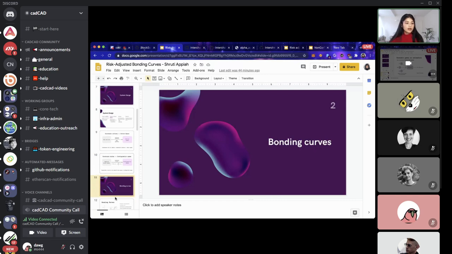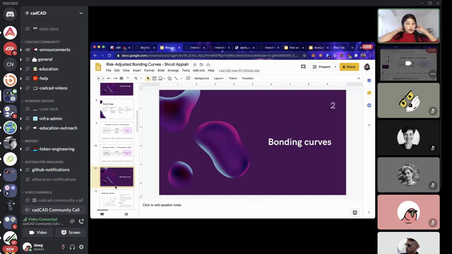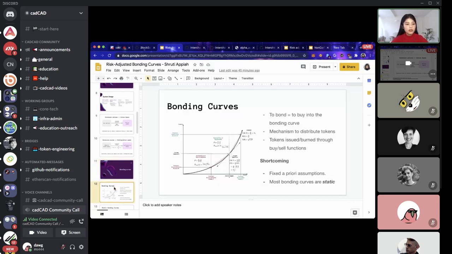Okay, now let's talk about bonding curves and dive a little deeper into what this use case is about, and what risk-adjusted bonding curves and the motivation for them are. Traditionally, bonding curves are static, where to bond means essentially to buy into the bonding curve, to buy tokens that the curve offers, right? It is used as a mechanism to distribute tokens, and tokens can be issued as well as burned through buy and sell functions. In this case, we typically refer to them as bond and burn functions. So just a terminology thing.